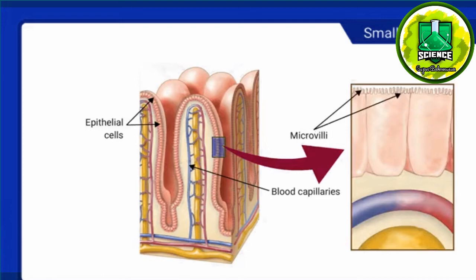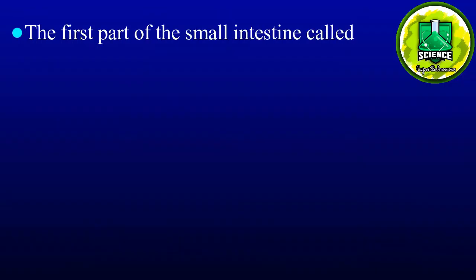The thin epithelial lining on villi helps easy absorption of the digestive products. Villi are highly vascularized. It means villi contain a large amount of blood capillaries and lacteals.